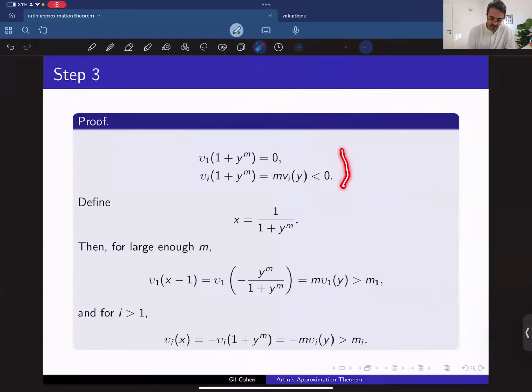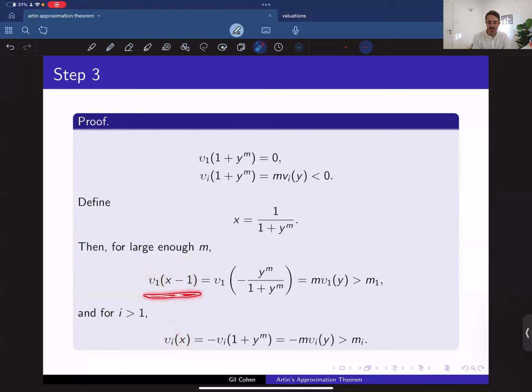So this is just a recap of what we just did. And now what we are going to do is look at this element, x, which is 1 over the element from before. Why are we doing that? Because let's look at x minus 1 and at x. We want to say something about the first valuation at x minus 1 and about the other valuations at x.